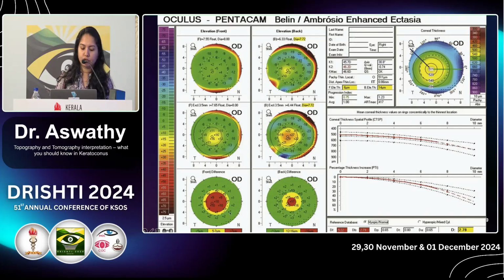When the difference between the two is more than 7 microns, it is presented in red. When it is between 5 to 7 microns, it is yellow, and less than 5 microns, it is represented in green. You also have a corneal thickness map represented here and a corneal thickness spatial profile here. There are 3 lines here which represent the normal and 2 standard deviations above and below. When the values of this cornea go through the center, then everything is okay.